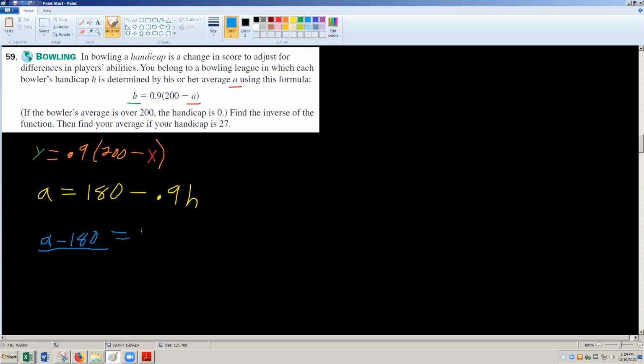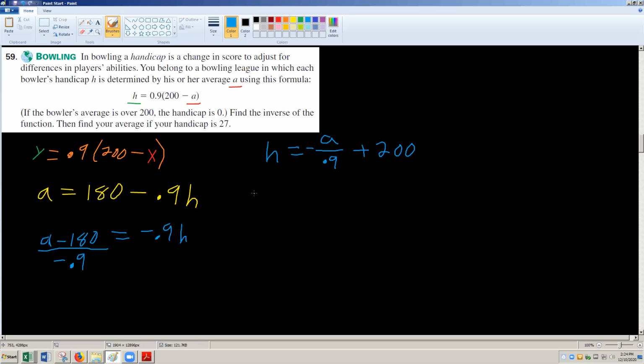Then as my next step, I'm going to divide by negative 0.9. So I divide by negative 0.9. And now I get h by itself is equal to a over negative 0.9, and then our negative 180. If we do 180 divided by 0.9, it's just going to end up giving us 200. And it becomes positive, right? Divide a negative by a negative, we get positive there.